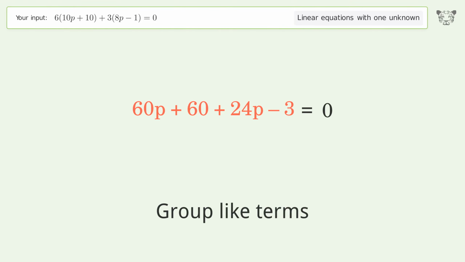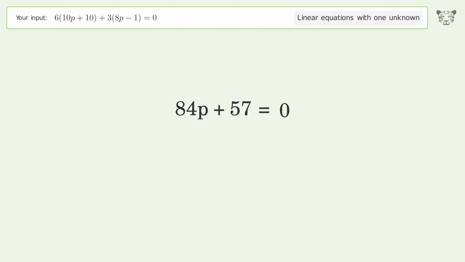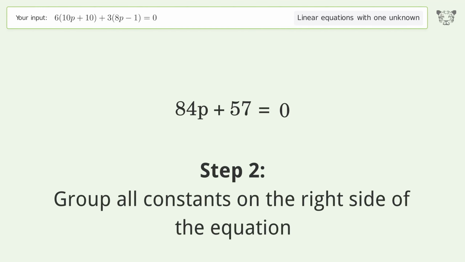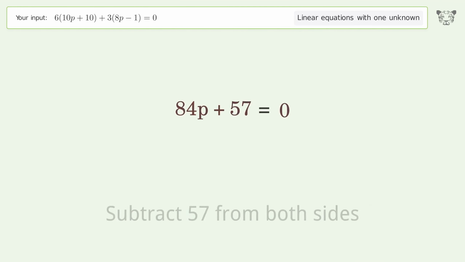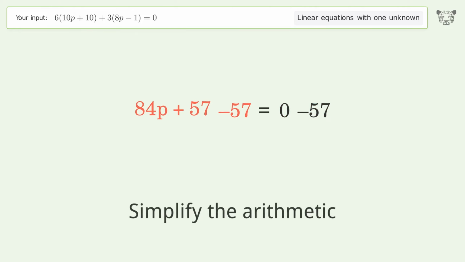Group like terms. Simplify the arithmetic. Group all constants on the right side of the equation. Subtract 57 from both sides. Simplify the arithmetic.